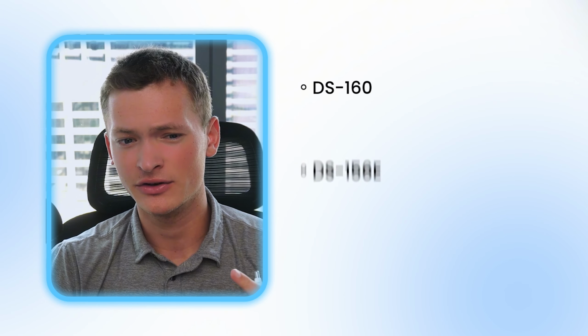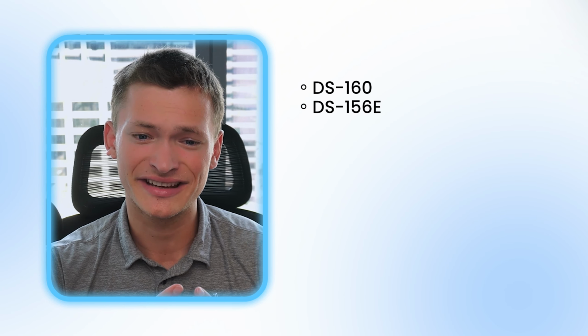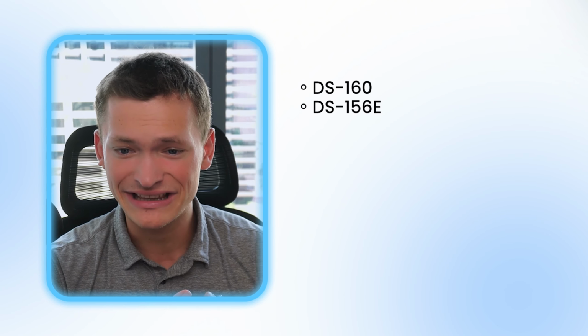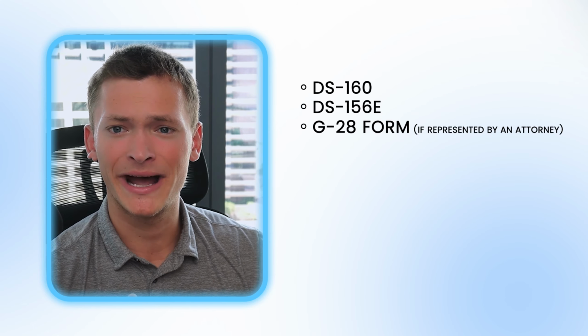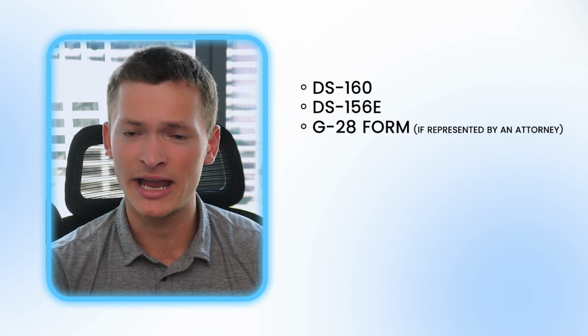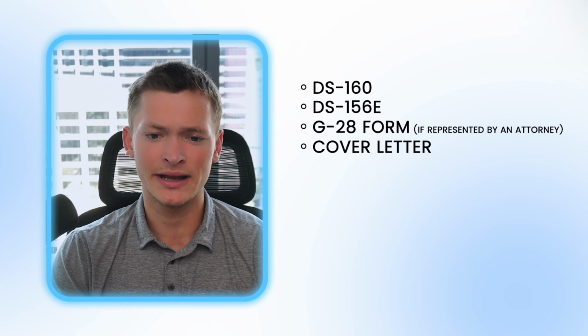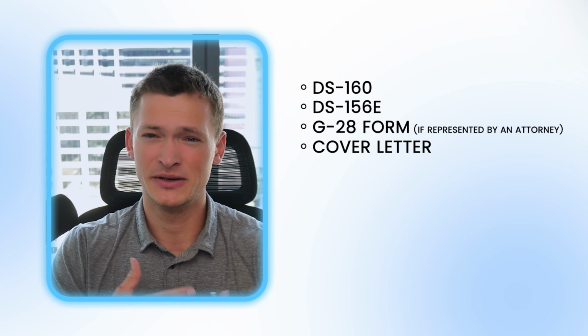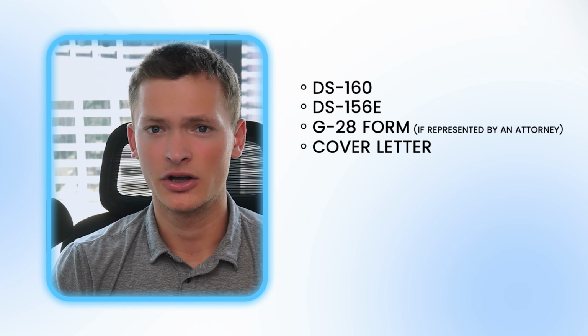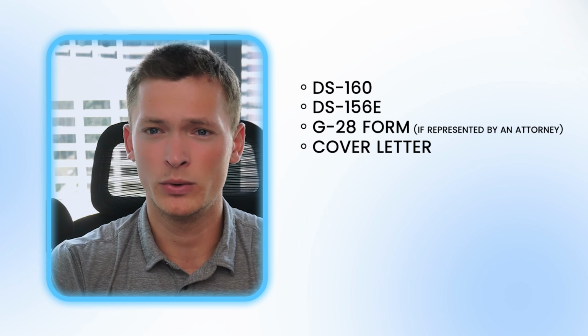Consulate. You need the DS-160, so that's the online non-immigrant visa application. You need your DS-156E, that's for the investor visa, the E-2. If you are represented by an attorney, you need a G-28 form. If not, you won't need this. You need a cover letter basically explaining your business and how the investment meets E-2 requirements. You're going to be breaking this down at the interview with the consulate.